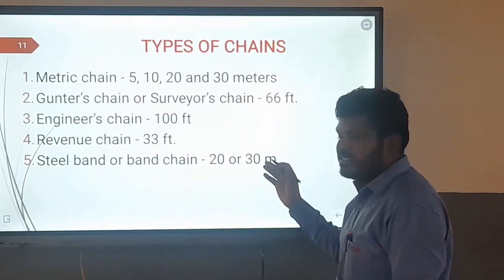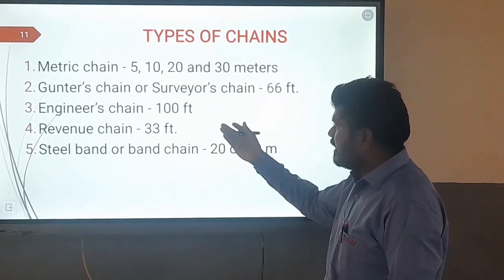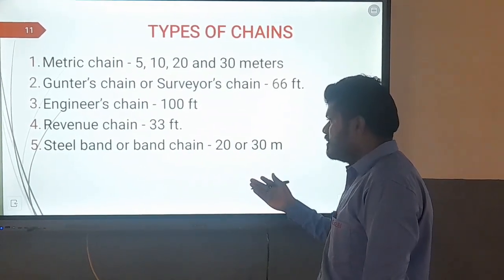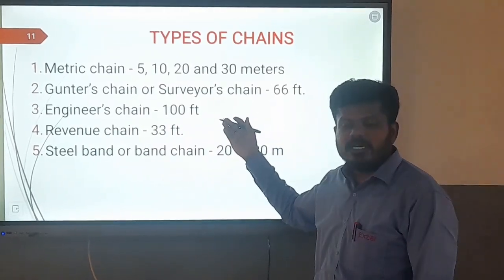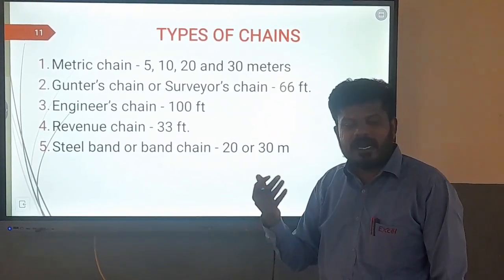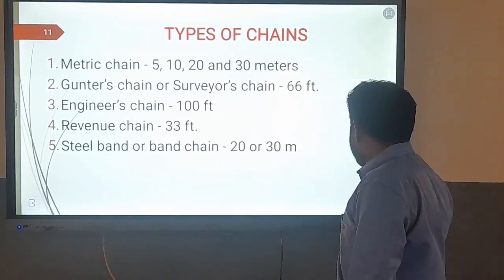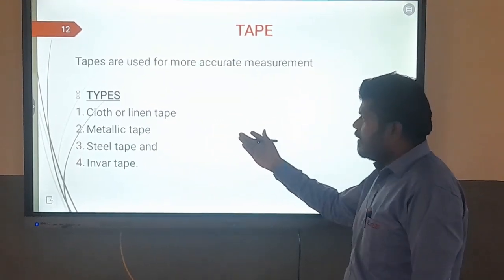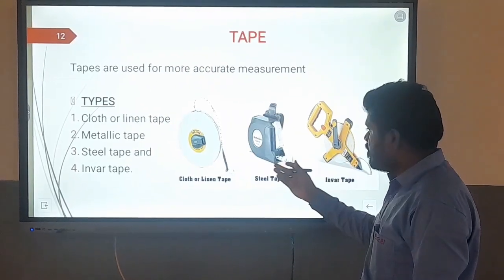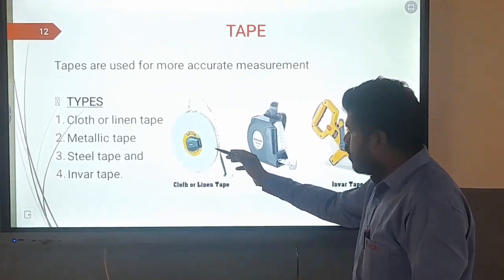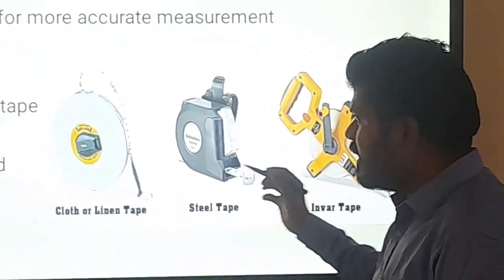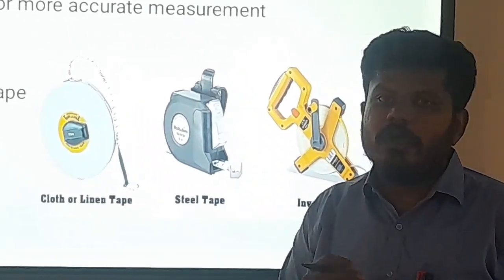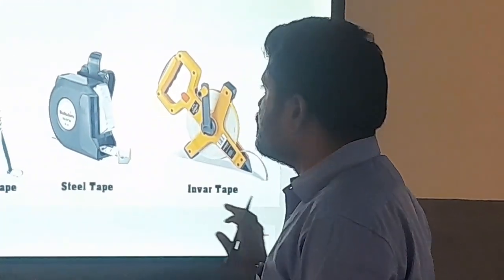And these are the types of chains: metric chain, clustered chain, engineering chain, revenue chain, steel band or band chain. Each chain has a different length in meters based upon its manufacturing. And based upon the tape, these are the basic images. This is the tape we currently use, and there are steel tapes, invar tapes and metallic tapes. These are the kinds of tape we use in measurements.